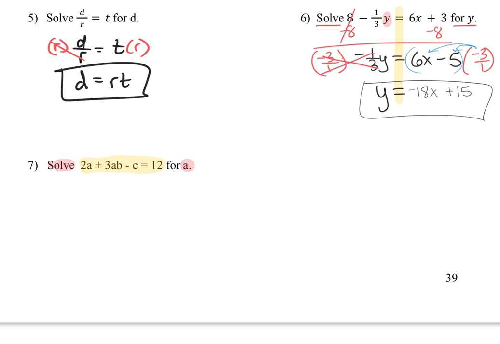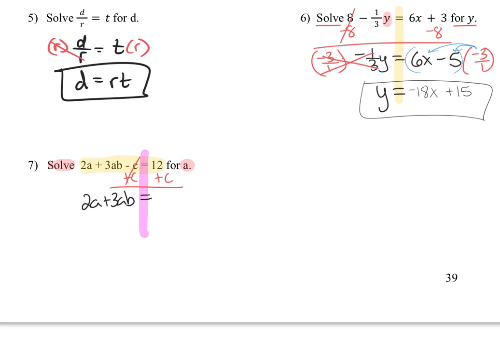So I do need to figure out, well, what can I move first? Before we separated the distributive property, right? But that was before I had this extra term, this minus c. I can't have this minus c because he doesn't have an a. So I cannot undo distribution until I move this minus c. How do I move a minus c? Plus c. Perfect. So add c. Add c. Now I have 2a plus 3ab equals.